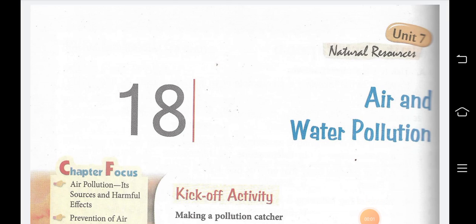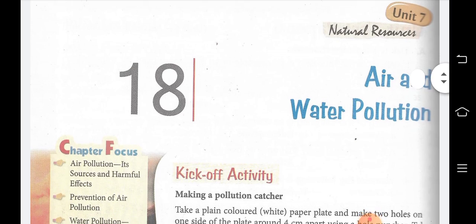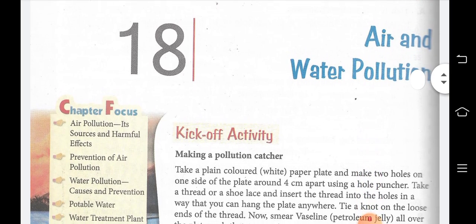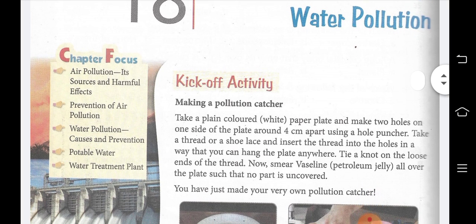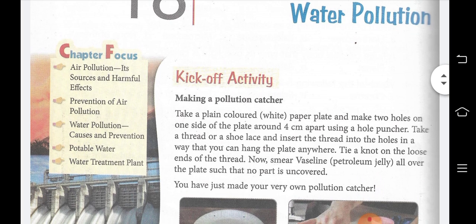Good morning, dear students. Now we are in chapter number 18, that is air and water pollution. In this chapter, we will focus on air pollution, its sources, harmful effects, and its prevention, and water pollution, its causes, prevention, and also potable water and water treatment plant.